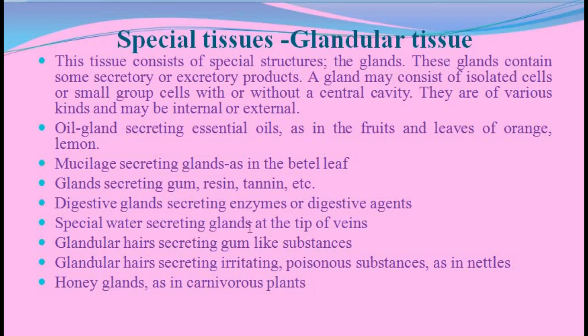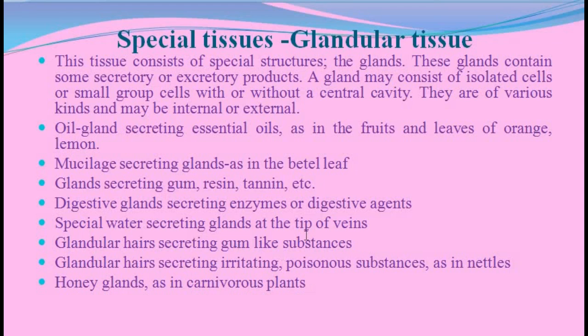The special water secreting glands present in some plants are called hydathodes. They generally help in guttation, excessive water loss. Then the glandular hair secreting gum-like substances is also an example of glandular tissue. Sometimes this glandular hair secretes irritating poisonous substance to get protection from the insects or any other animal grazing. Then honey glands, as in case of carnivorous plants. Carnivorous plants are otherwise known as insectivorous plants. They get their nitrogen source by digesting the insects.